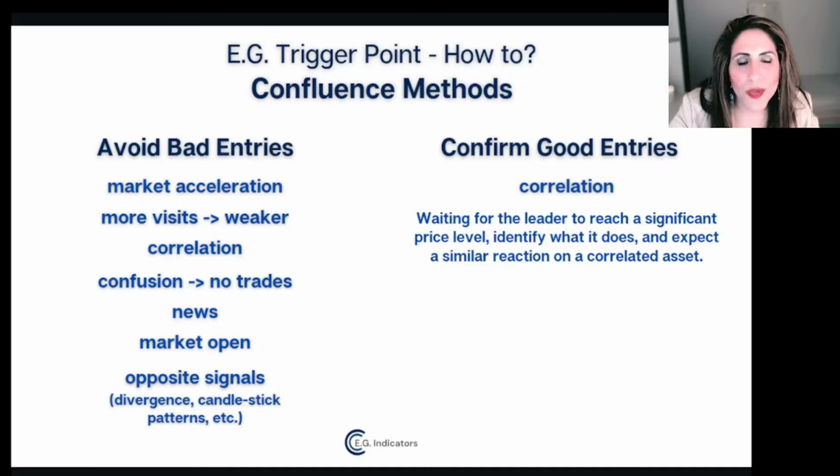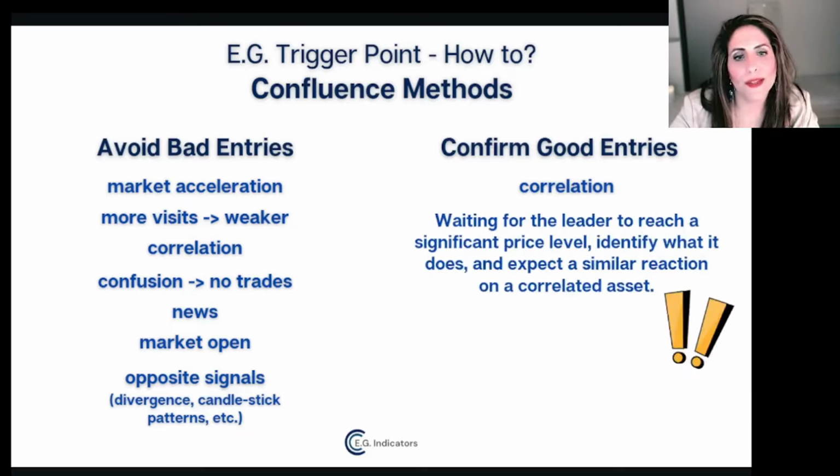So correlation for good entries is about waiting for the leader to reach a significant price level, identify what it does, and expect a similar reaction on a correlated asset. Very important, guys, since it repeats all the time and it's a leading indication in most cases.